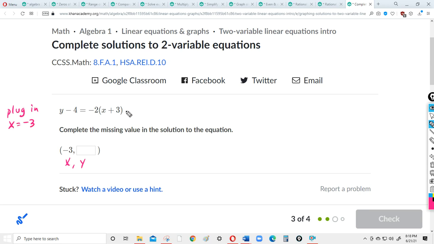Alright, so I'm going to rewrite this equation. We have y minus 4 equals -2 times x plus 3. But we said x is -3, so I'm going to put a -3 plus 3. Okay? -3 plus 3 is just 0. And -2 times 0 is just 0. So we have y minus 4 equals 0.